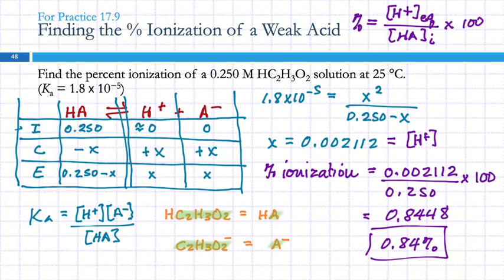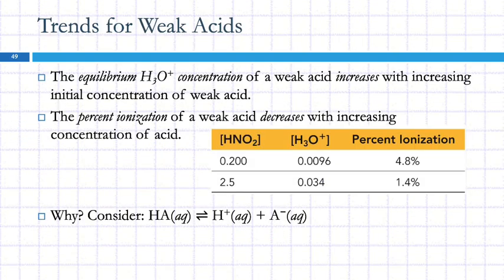0.85%. I got 0.84. It's because they used the x is small approximation.